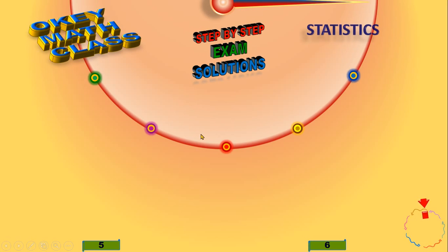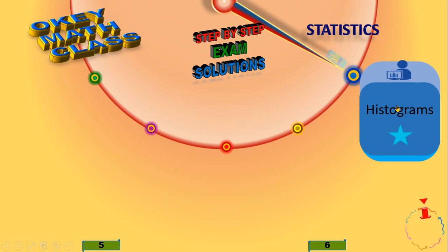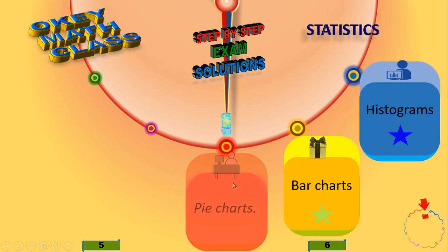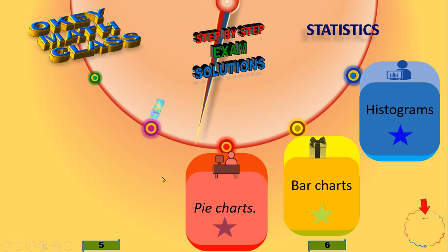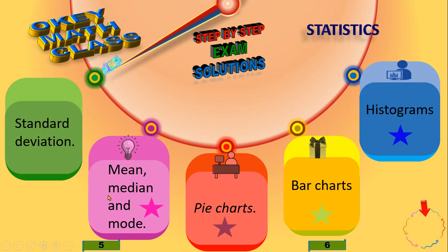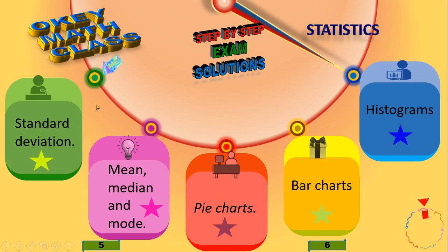Okay, math class. Step-by-step exam solution to statistics. In this new series, we have been studying statistics. So far, we have gone through the first video on statistics, and the topic is histogram. This second video will also be on histogram, and then the next video will be on bar charts and pie charts. Then after that, we are going to calculate the mean, median, and mode for both discrete and group data. Then finally, we are going to look at standard deviation and mean deviation. In this particular video, we are still looking at statistics number 2.